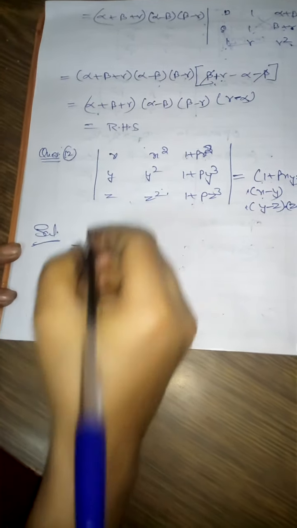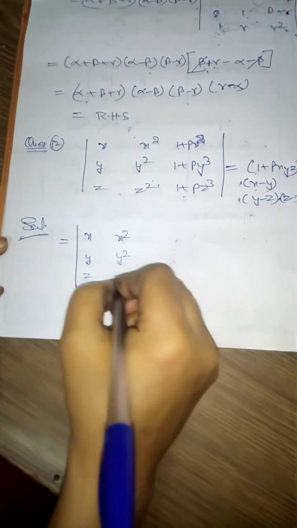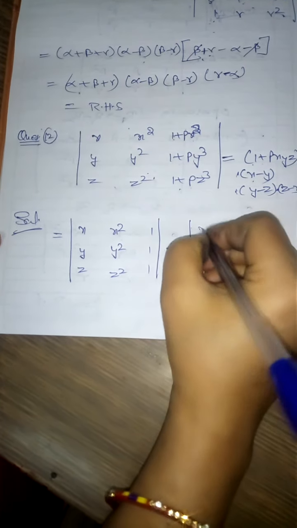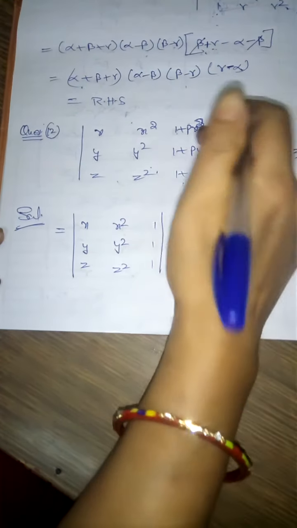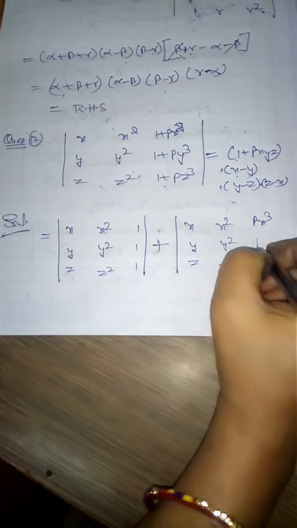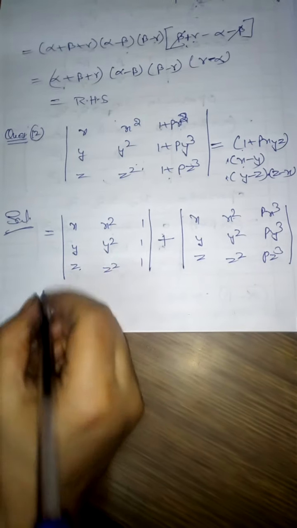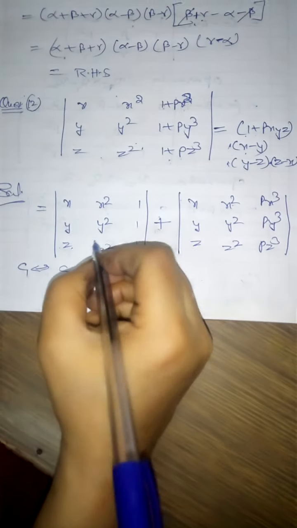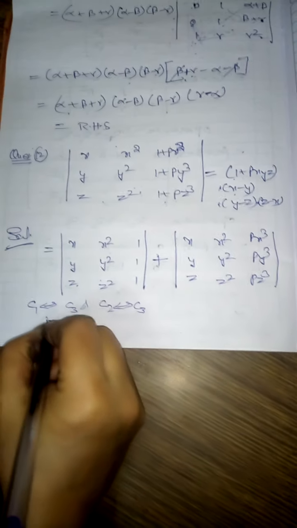Let us start the solution. The first determinant has first column x, y, z, second column x square, y square, z square, and 1, 1, 1 separated out. Plus sign here, so we write plus. Then the first column as it is, the second column as it is, and in the third column we write px cube, py cube and pz cube. Now in the first determinant we interchange C1 with C3 and after that C2 with C3, according to the previous question.